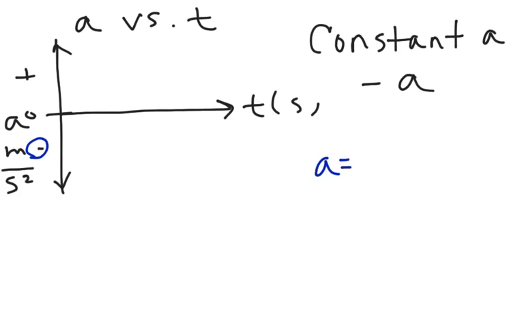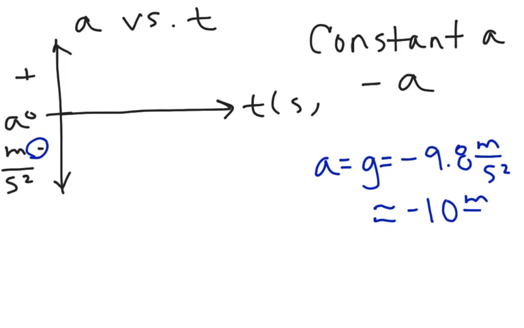As a matter of fact, that acceleration is that special g value. First of all, it's negative 9.8 meters per second squared. And we're going to round that to make life easier. It's about a negative 10. So that's the constant acceleration we're talking about. As time goes on, it's going to stay that value. So how would you represent that on this graph as time goes on? You would represent this as a straight horizontal line as time goes on. This represents my negative 9.8.